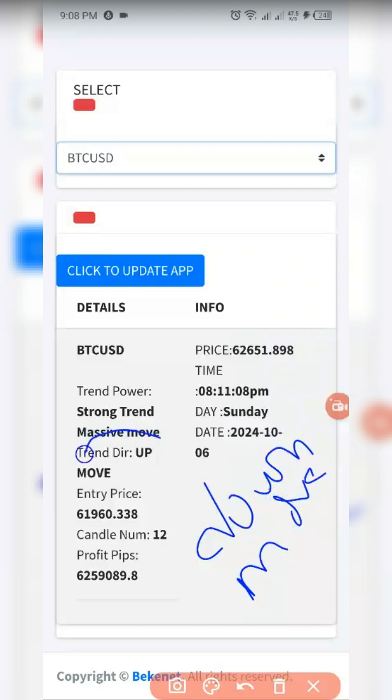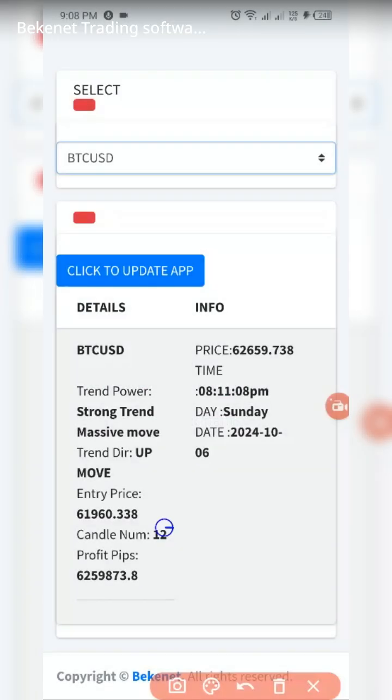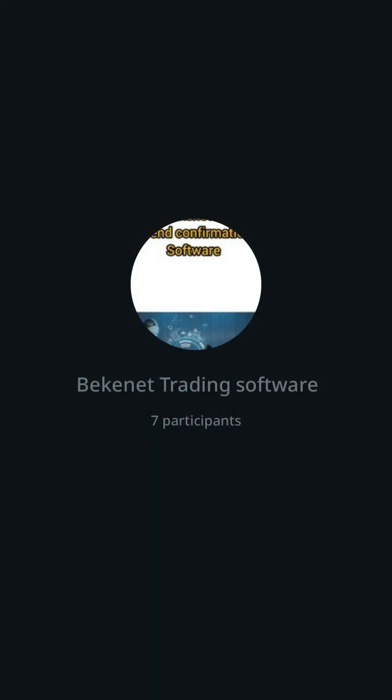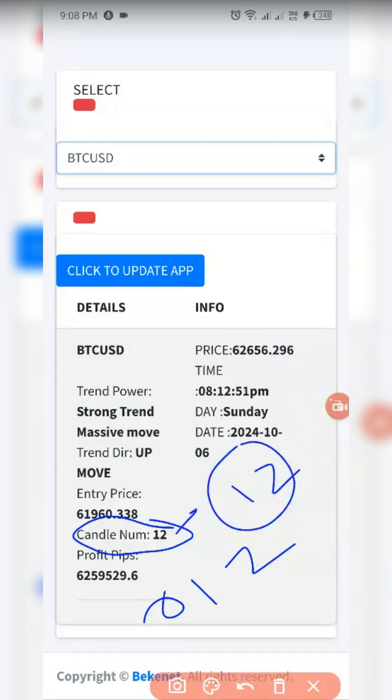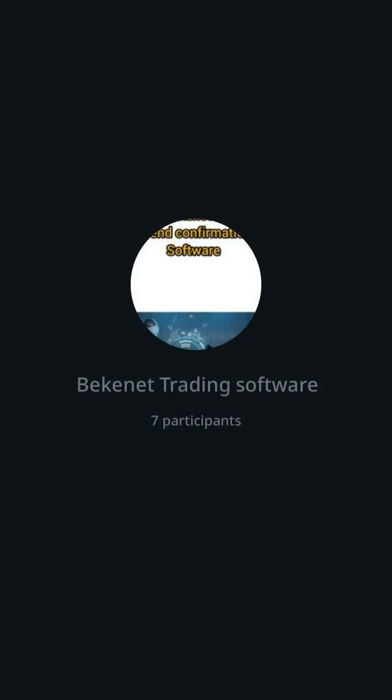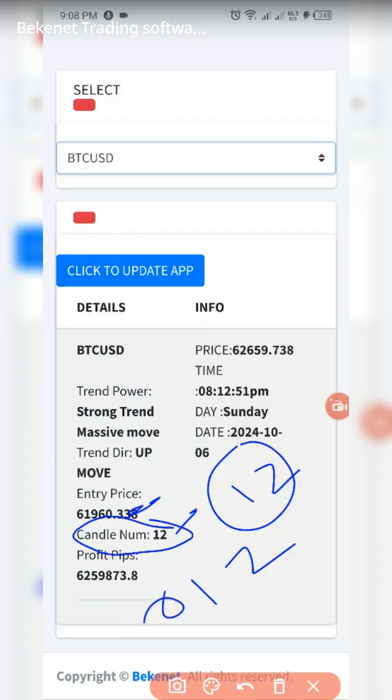So now that we've confirmed that this is a buy move, what is the next thing we need to look out for? We look at the numbers of candle. To take a trade, either a buy or sell, the numbers of candle must be in a range of 0, 1, or 2. Currently the candle is already 12 and the price has gone very, very far. This is the entry price. Price has gone very far. So we are not going to take this trade. We will now search for another opportunity to take a trade in the market.